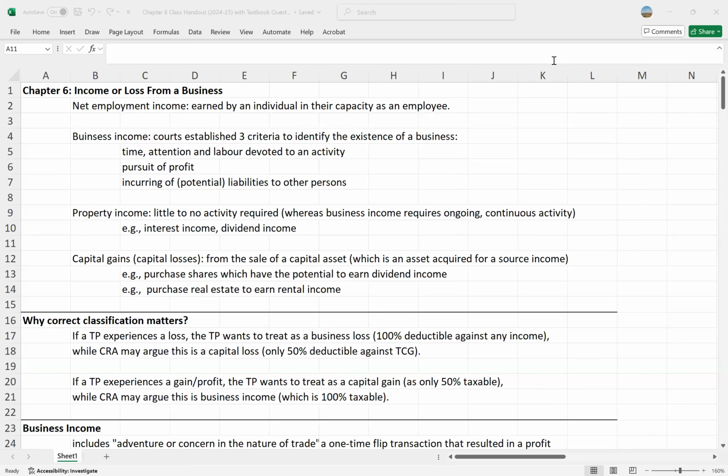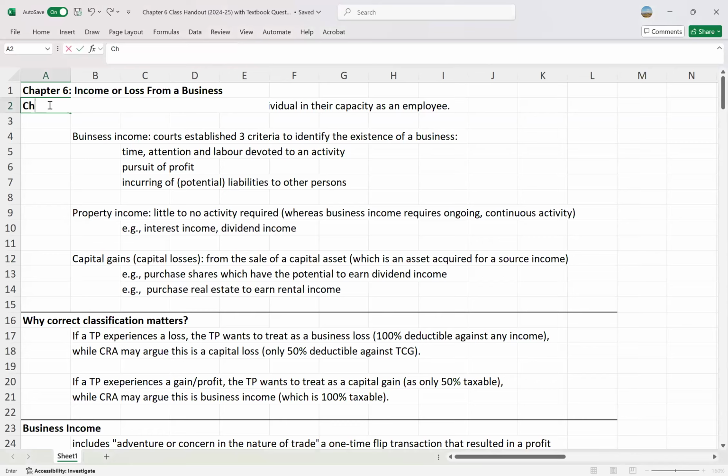So today we're going to cover chapter 6, which deals with business income. Now, as a review of what we have covered so far, if you remember from chapter 3, we covered employment income. What we're going to do today is chapter 6, which is business income. And next week, we're going to do chapter 7, which is property income.